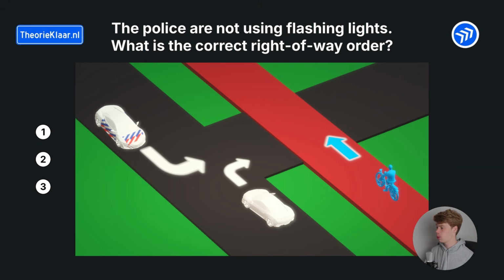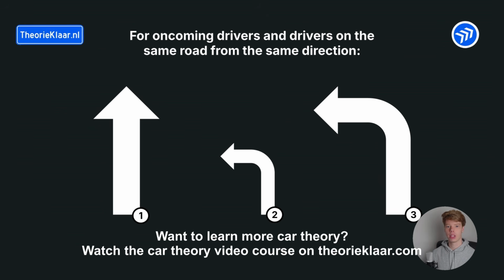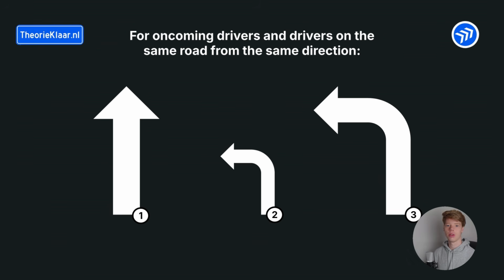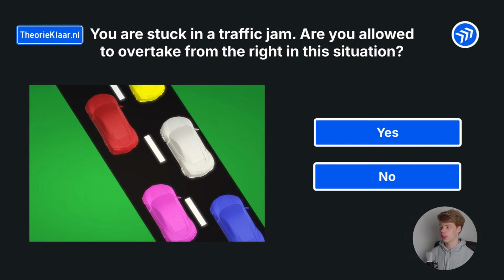So because the police are not using any flashing lights and sirens, the normal right-of-way rules apply. For oncoming drivers and drivers moving in the same direction, it is first traffic that goes straight ahead, then a small turn and then a large turn. So in this situation the cyclist goes first, then the white car because it's making a small turn, and last up the police.